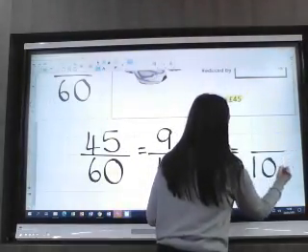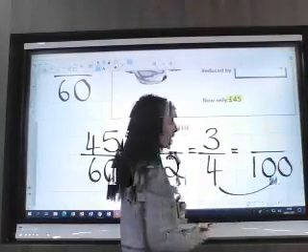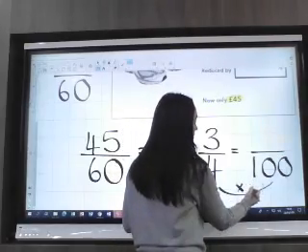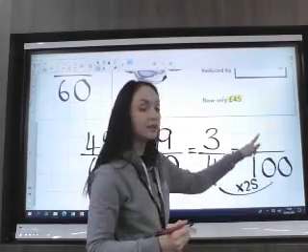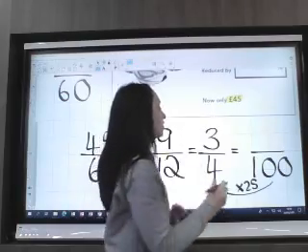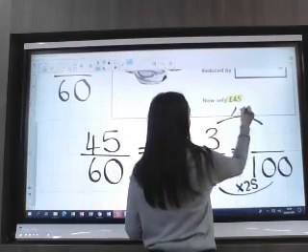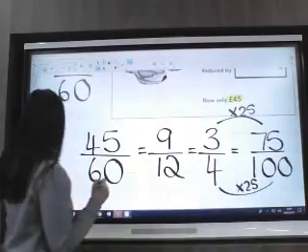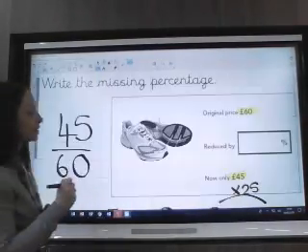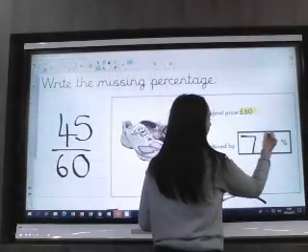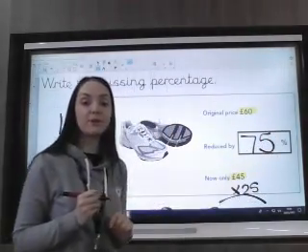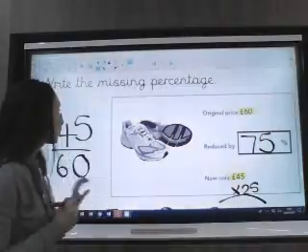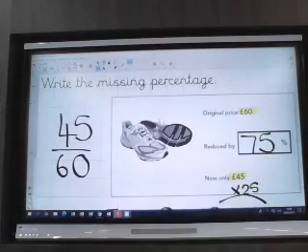So what do you multiply 4 by to get to 100? It's 25, isn't it? Because 4 times 25 is 100. So you'd need to do 3 times 25, which is 75. So your answer for this question would be 75%. Okay? Let's have a look at one more question together.